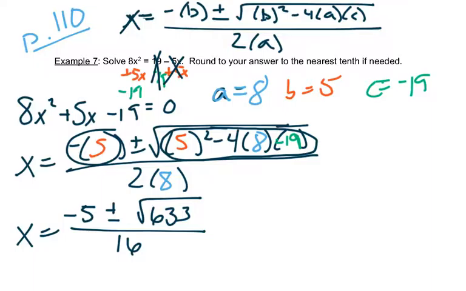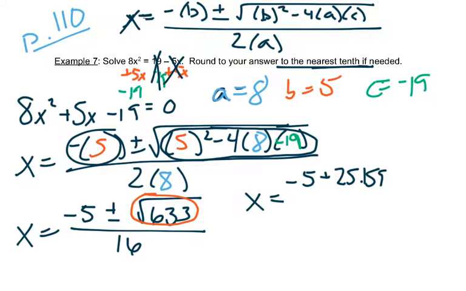So the problem says to round our answer to the nearest tenth. So we'll go ahead and we'll take now the square root of 633. And that gives us 25.15. So now we have x equals negative 5 plus 25.159. We want to carry out several decimal places, maybe even do a couple more. Until we get to the end, we don't want to round until the very end. And that will be over 16.